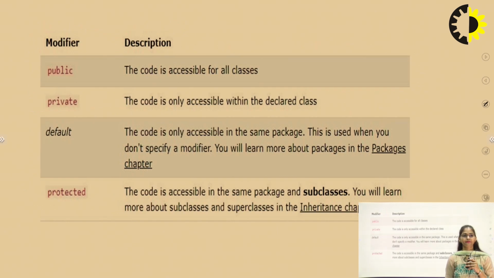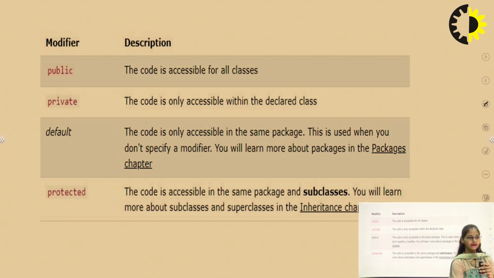Okay. So talking about the modifiers: public, private, default, protected. Whenever you are assigning values in a particular program, if you do not specify which access modifier, then by default it takes public. The public modifier means the code is accessible for all classes. Now next one is private. The code is only accessible within the declared class.